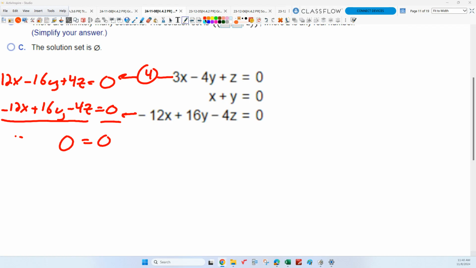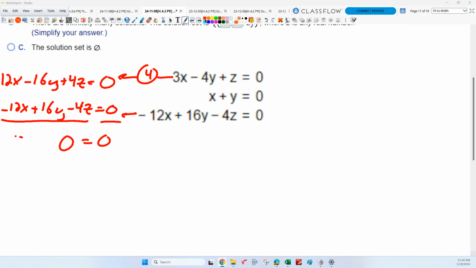Okay, so what does that tell you about the top plane and the bottom plane? They're the same. They're the same plane, right? Okay, but the middle plane might be different. In fact, it is different. If I add the first two up, for example, I'm not going to get stuff canceling, right?